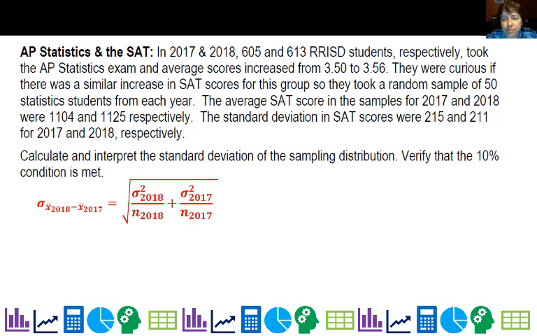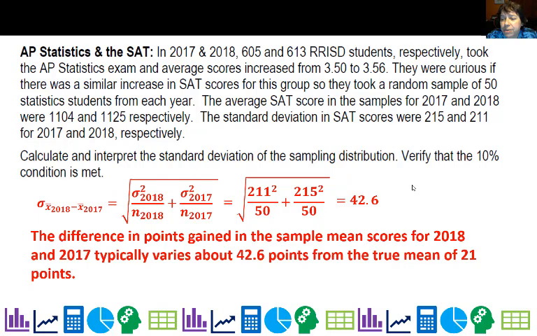So I'm just going to use the formula we taught you, which is we take the standard deviation for each sample, square it, and divide by the sample size, and then add it together and take the square root. So we have 211 squared, which is from 2018, divided by 50. Both sample sizes are the same. And 215 for 2017 squared divided by 50, and I get 42.6. So you can see the standard deviation for the averages is quite a bit smaller than the standard deviation for the populations.